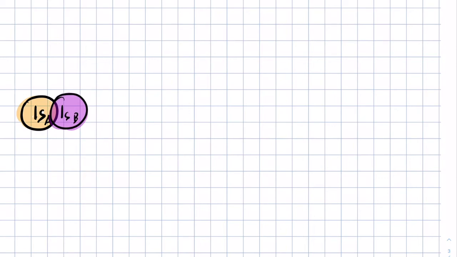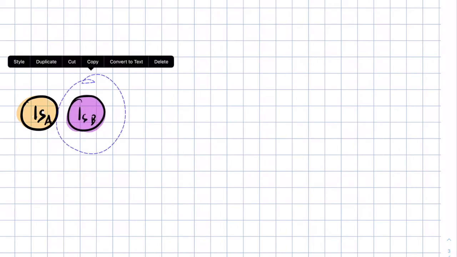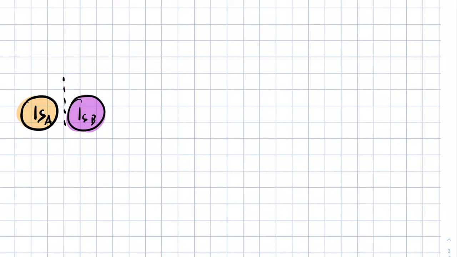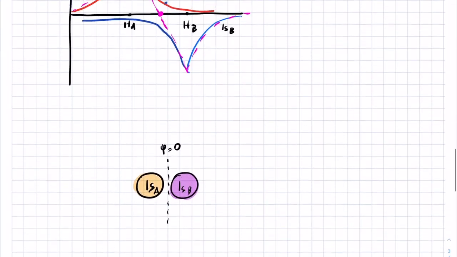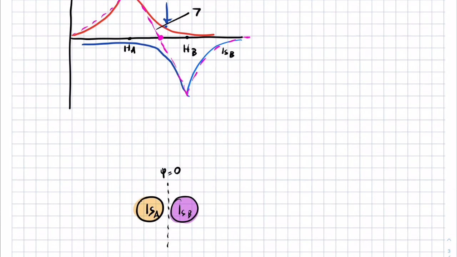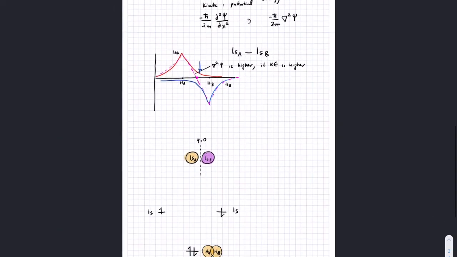But anyway, where they start to overlap out of phase, they cancel each other out. And you have a plane between the two sides where the wave function goes to 0. And again, because the second derivative of the wave function is higher at that point, the kinetic energy of the electron is higher, which means that this out of phase combination is going to be up here if this is an energy axis.